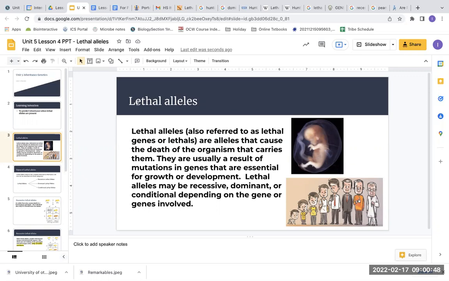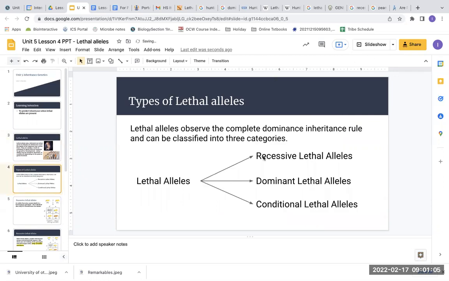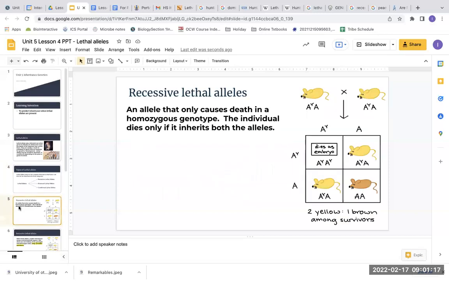And there are different ways that the allele can be lethal. They can either be recessive, they can be dominant, or they can be conditional, depending on the gene and what the gene is involved in. So there we go. There are three classifications of alleles: recessive lethal alleles, dominant lethal alleles, or conditional lethal alleles. Now let's look at the first one, recessive lethal alleles.